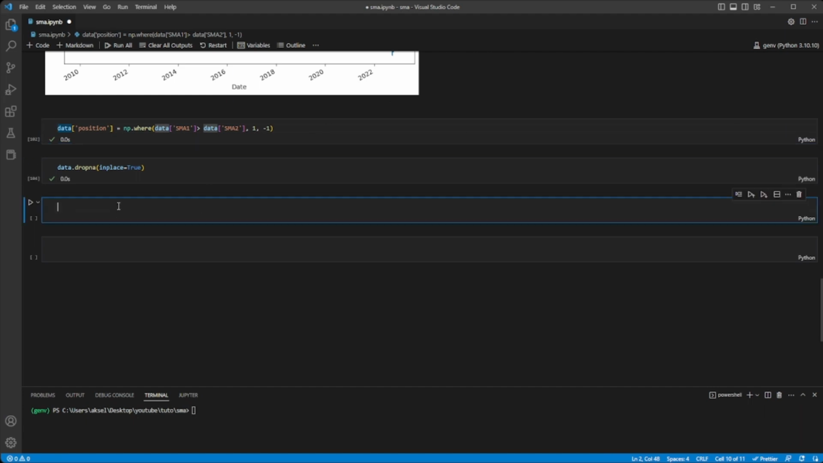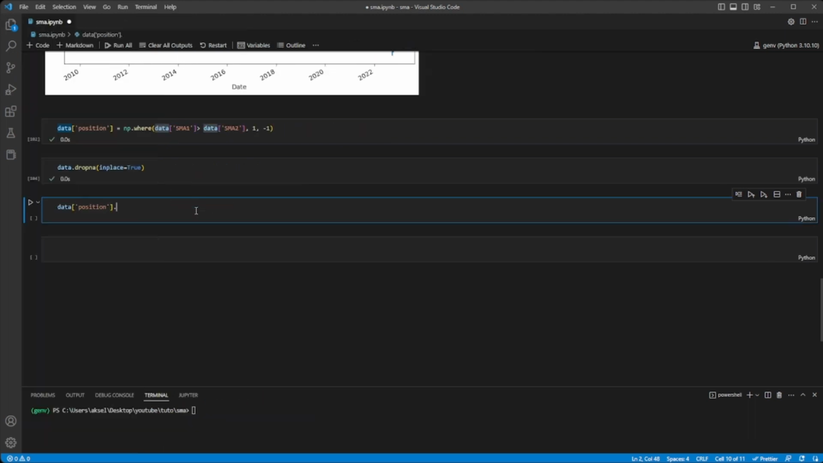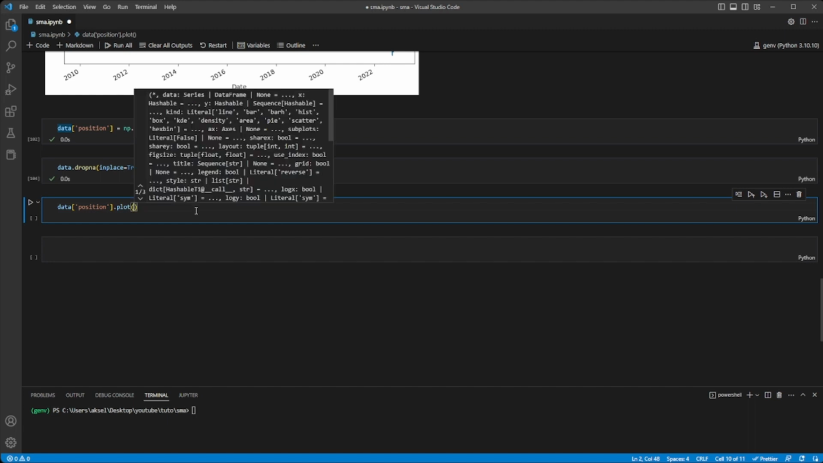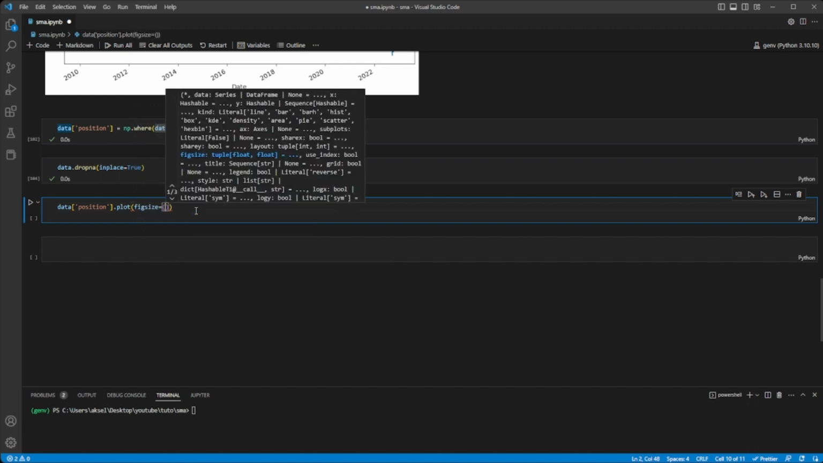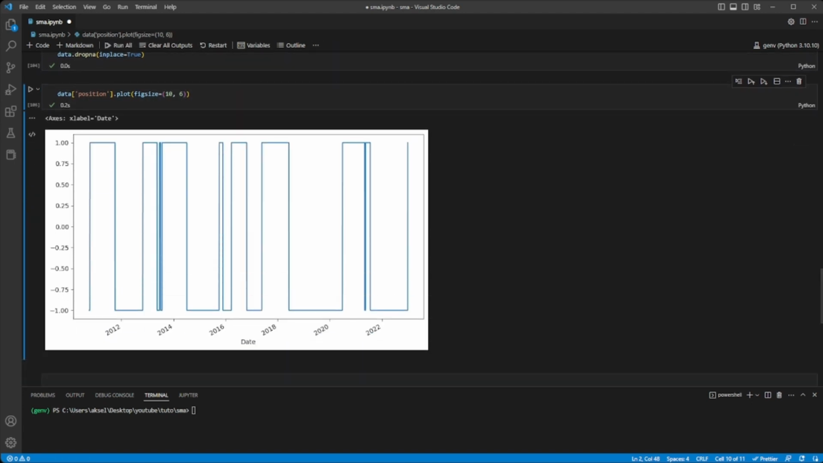Let's plot the signal, okay? So data, which is the position. So as you can see, this is our signal, and it signals whenever we need to go long or whenever we need to go short.